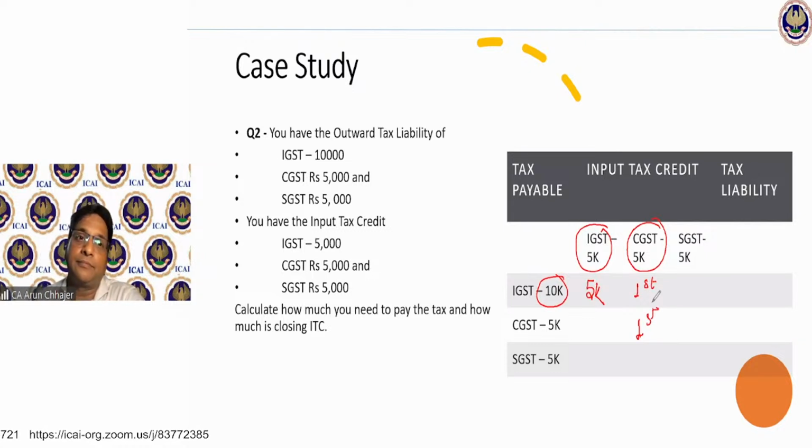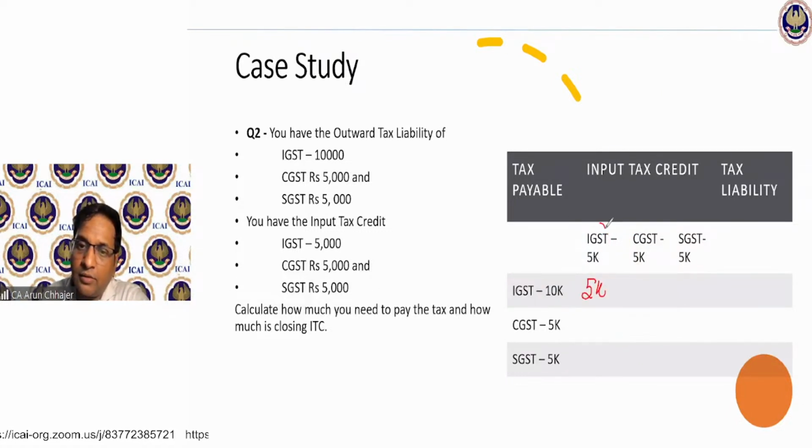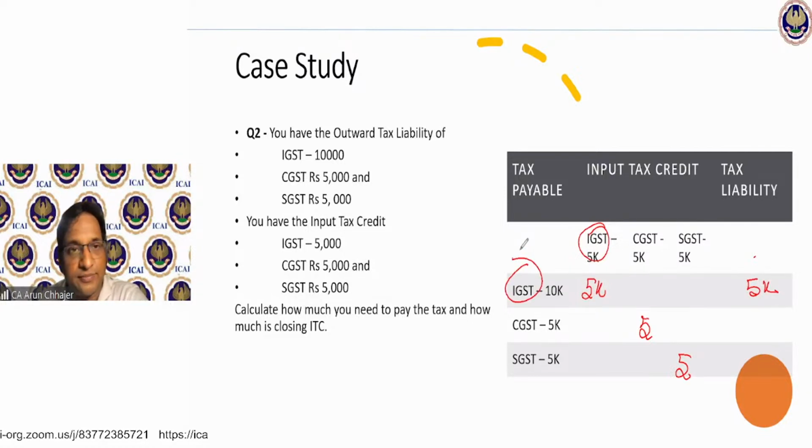When you read section 49 subsection 5, you will be able to understand that CGST, before giving to IGST, will first discharge its own tax liability. And if they have excess balance, then only they can give the donation. So it means in this example, 5,000 from IGST to IGST, 5,000 from CGST to CGST, and 5,000 from SGST to SGST. So it means the 5,000 liability of IGST is to be discharged in cash. I hope it is clear. Third example I would like to explain.